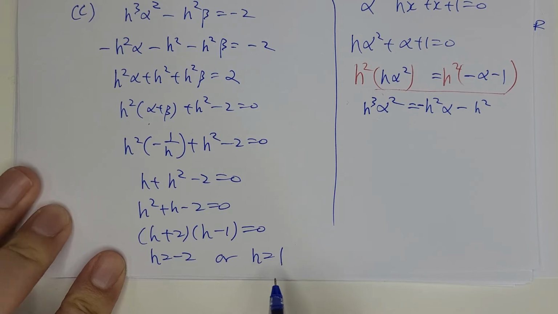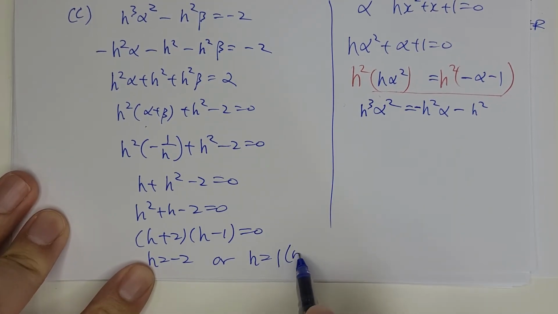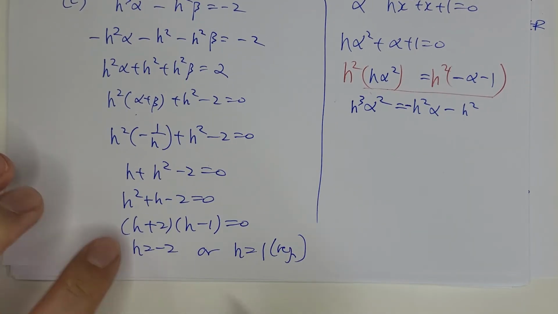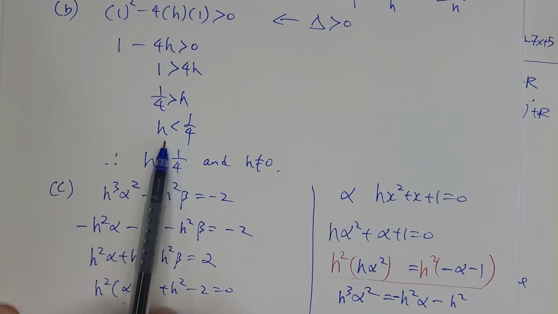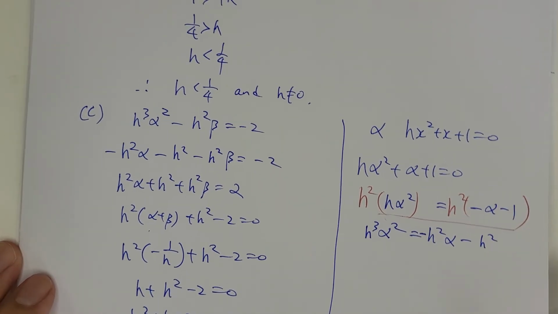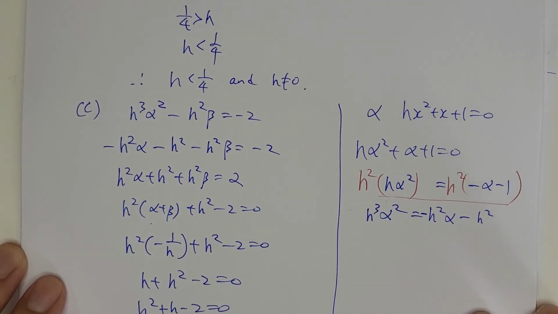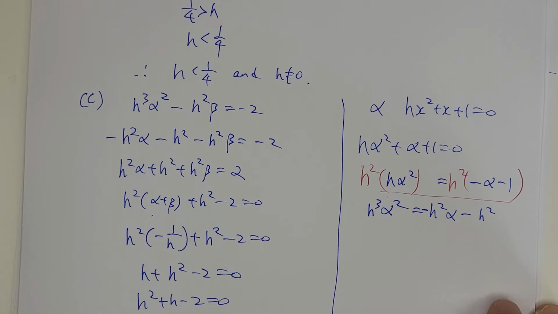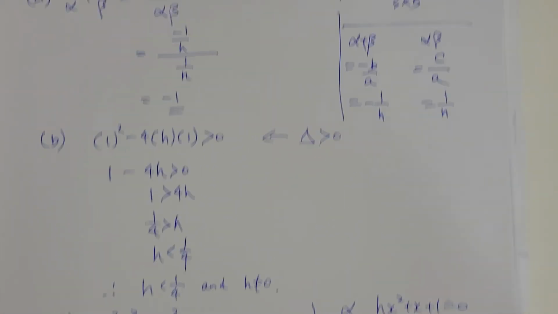And h equals +1 should be rejected. Why? Because h should be less than 1 over 4, as we discussed. Okay? So that's the final answer. h equals -2. If you have no problem, let's move to the fourth question.